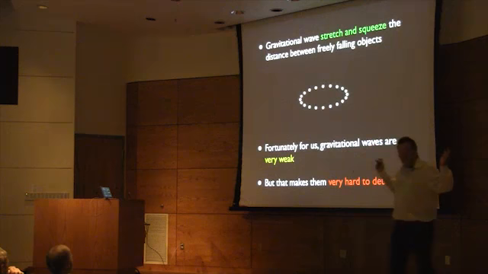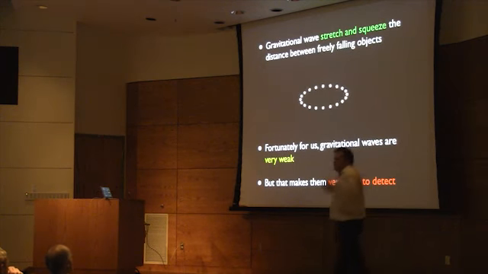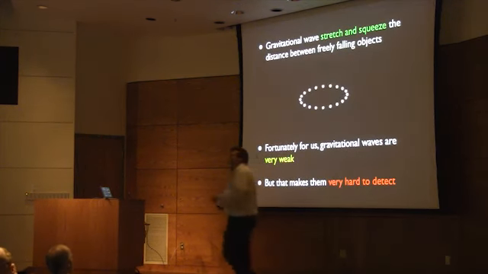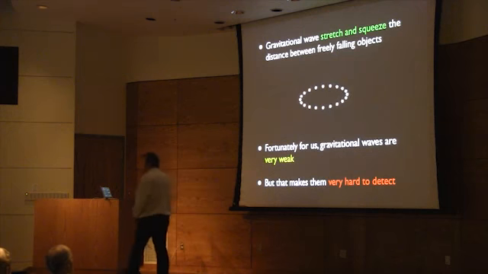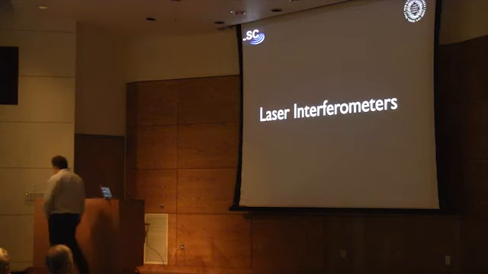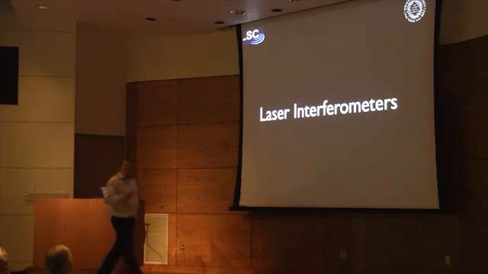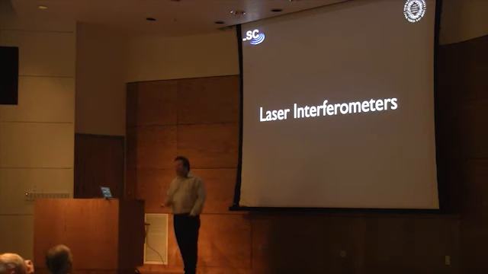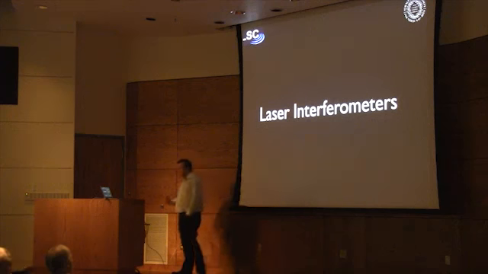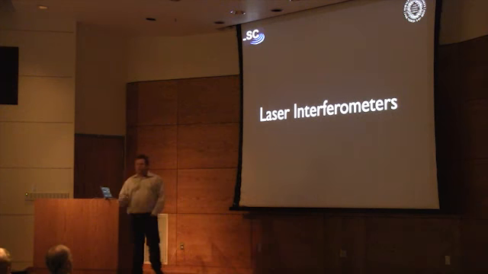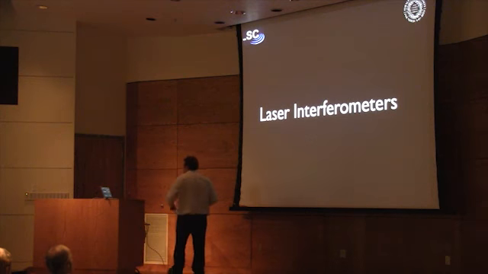But there's no point going on because you're never going to detect them. They're so weak. Now, how are you going to build anything that can detect these tiny, tiny ripples in space-time? Well, that's where laser interferometers come in. This is the technology that we can use to detect these tiny little ripples in space-time and use gravitational waves to observe the universe. So what is a laser interferometer?